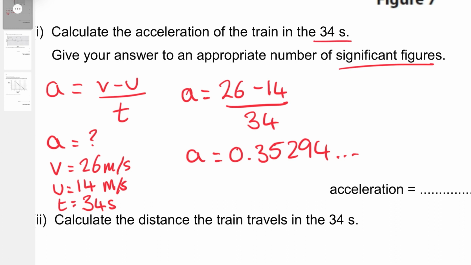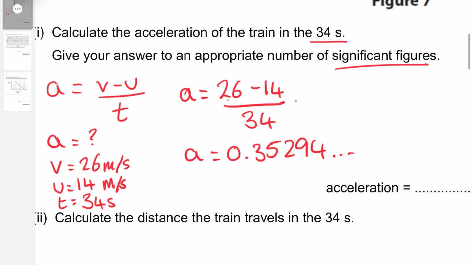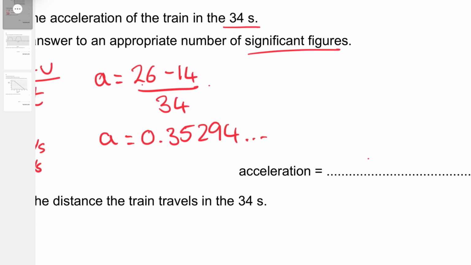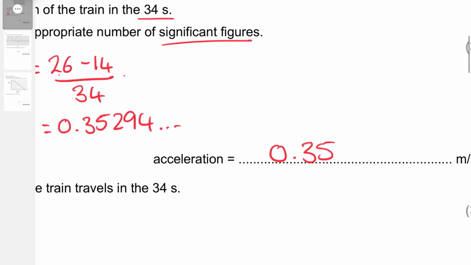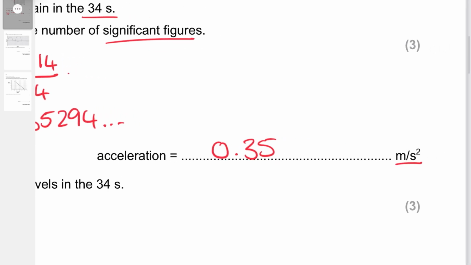Now we're asked to put this to an appropriate number of significant figures. Now if we look, every number we have is two digits: 26, 14, 34. So I would always say an appropriate number of significant figures is 2 decimal places. So you put this to 2 decimal places, we have 0.35, and our unit is there, meters per second squared.